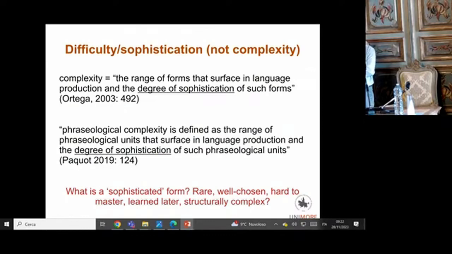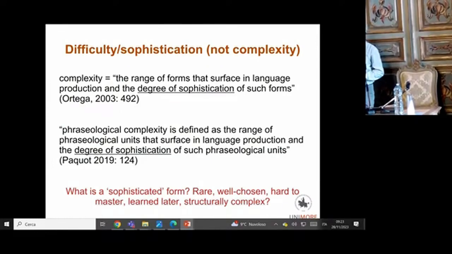It's a pretty theoretic term. Again, in ordinary language, we use it all the time, but if we do research, it has never been really clear to me what we mean by sophistication. And in different studies, sophistication is interpreted as rarity or well-chosen forms or choices that are difficult, that is hard to master, or something that is learned later, or maybe even something that is structurally complex. So again, sophistication cannot be an answer to this question unless sophistication is defined in clear terms, and then we already have all those alternative terms.